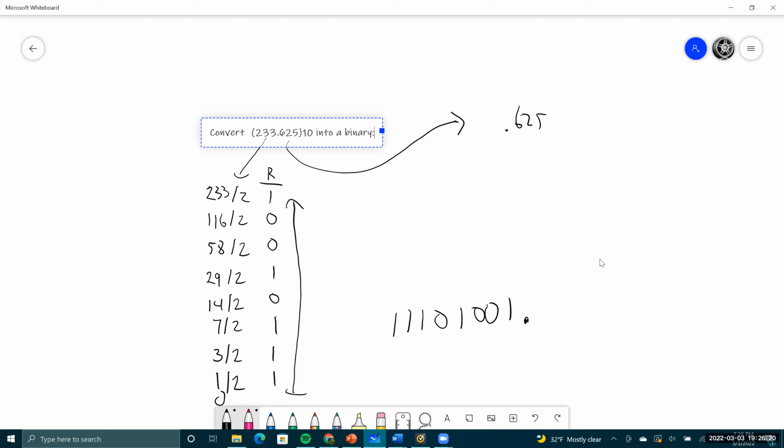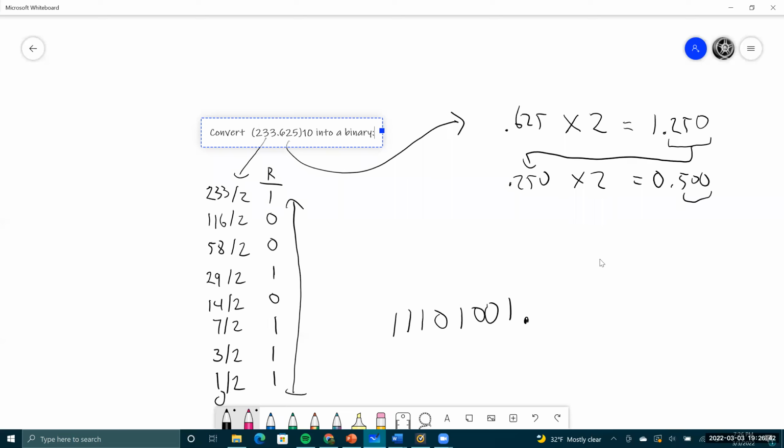0.625, instead of divide by 2, now it's multiply by 2. So you multiply by 2, this would give you 1.250. And what I want to do is I keep multiplying the fraction. So 0.250 times 2 gives me 0.50. And I keep multiplying the fraction. Okay, and now I can stop because it's all zeros now.